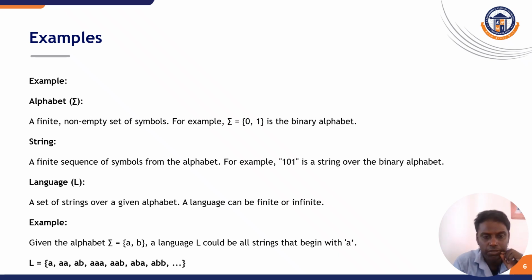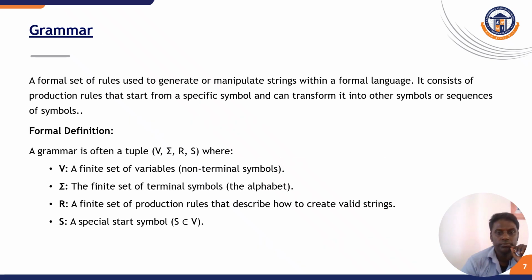Language L is a set of strings over a given alphabet. A language can be finite or infinite. So this is the important thing: the alphabet and string must be finite, but a language can be either finite or infinite. For example, if the given alphabet is a, b, the language could be all strings that begin with a. Then we put the possibilities: a, ab, aab, and likewise it goes on. It is an infinite language.